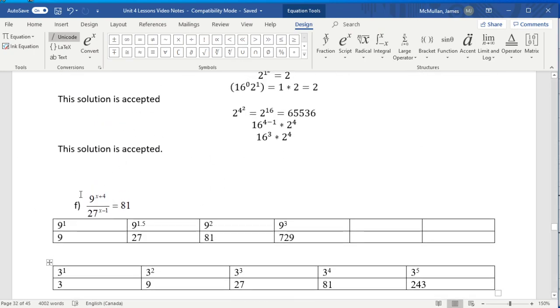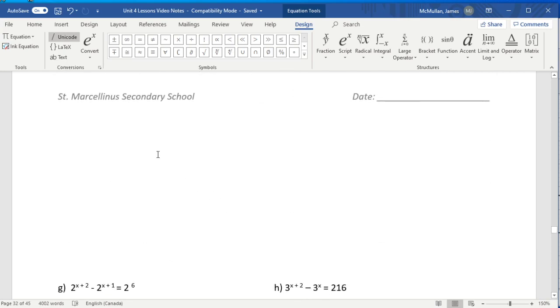So again, excellent question. Remember, you don't have to use a base that's in the question. Maybe all the numbers can be put in terms of a simpler base.